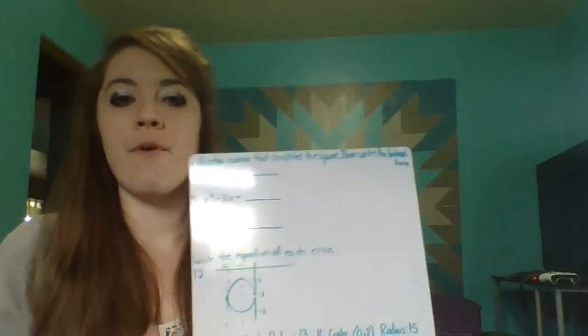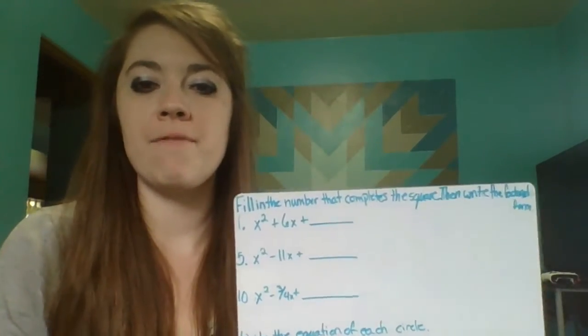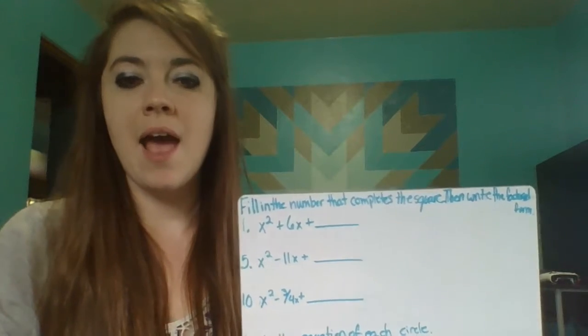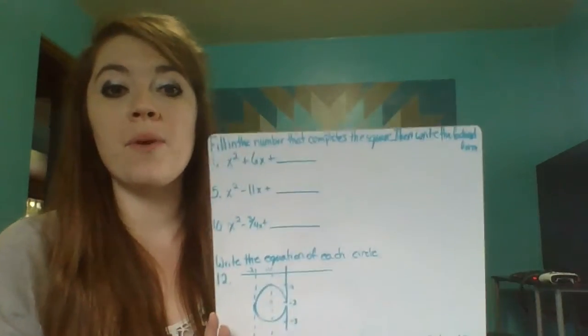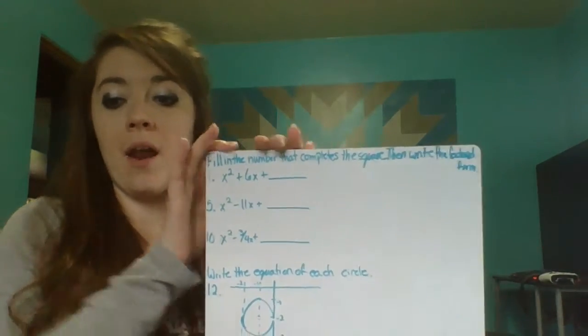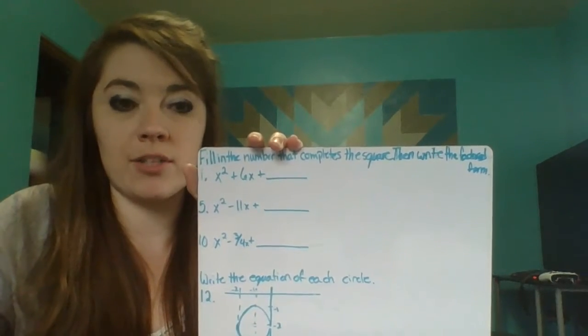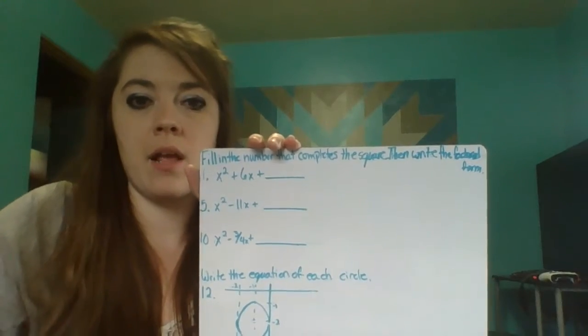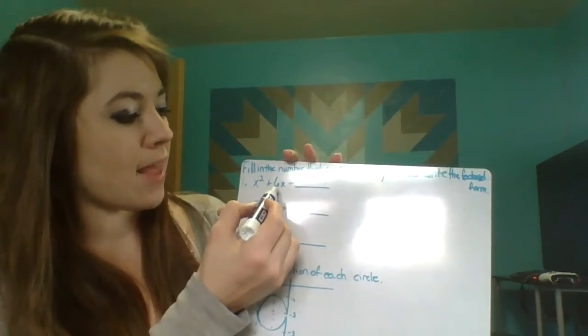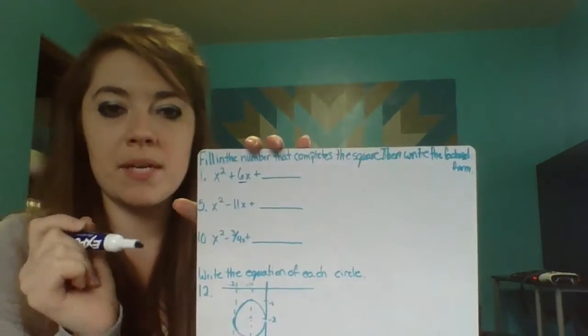Alright, so for the first part, we want to fill in the number that completes the square and then write the factored form. So remember, we've done this before. We had a whole section over completing the square and writing the factored form. You guys have even actually been tested on it. So what we do is we take that middle number. It's always going to be the middle number.